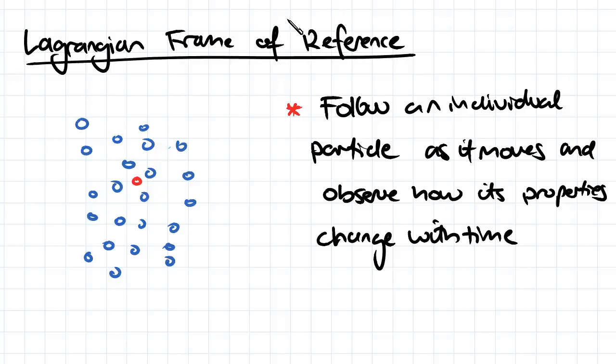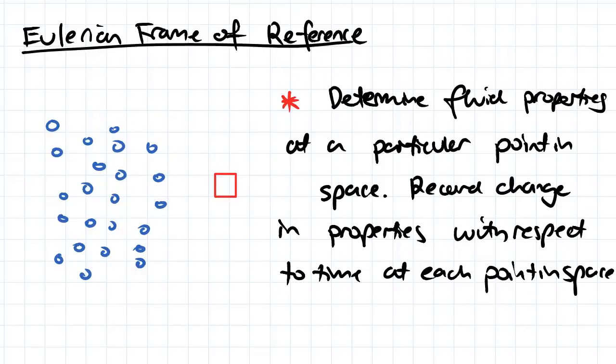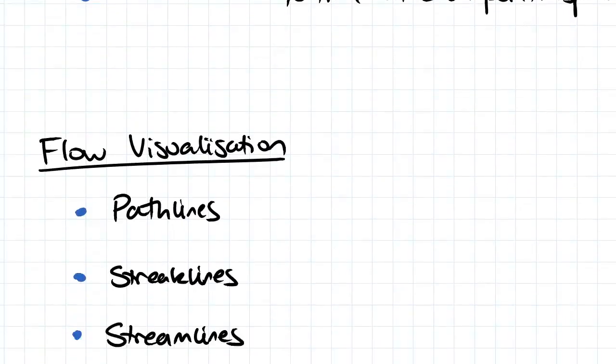The other frame of reference that we can look at is the Eulerian frame of reference. Instead of looking at an individual particle, we look at an individual point in space and we consider how the properties change at this point in space and also at every point in space. So the major difference: Lagrangian, we're looking at an individual particle. Eulerian, we're looking at an individual point in space.